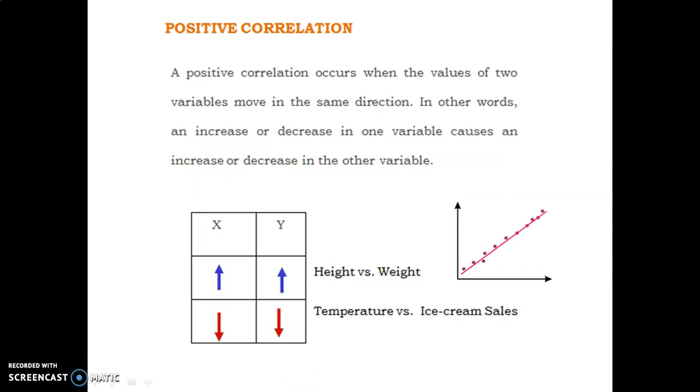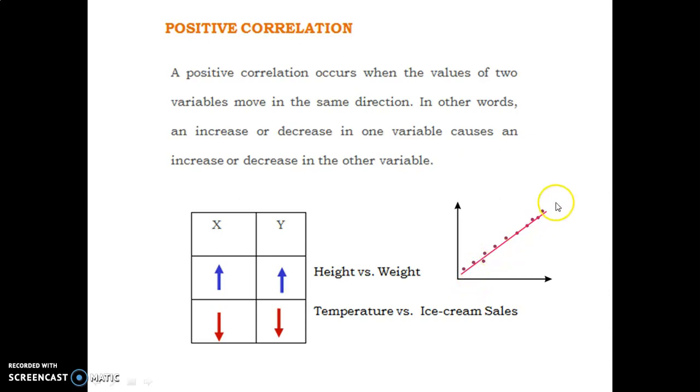Positive correlation. The positive correlation occurs when the values of two variables move in the same direction. That is, if an increase or decrease in one variable causes an increase or decrease in the other variable, which is shown in the following diagram. If x and y are two variables, if the variable x increases, then y also increases. If x decreases, the other variable y also decreases. So, in graph form, it is denoted in this form.